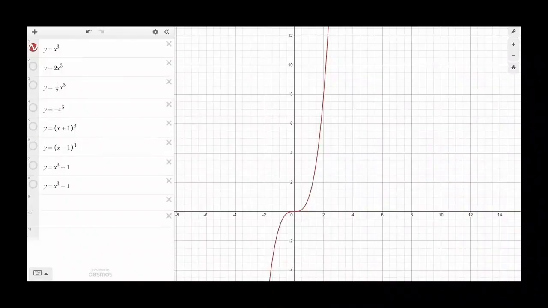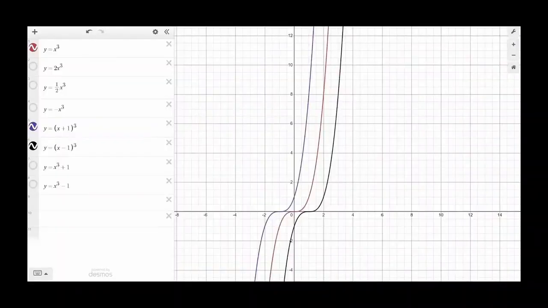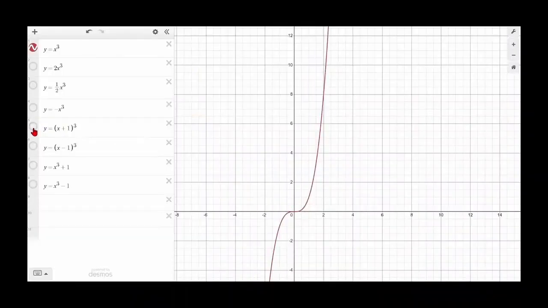If you have a positive h value, it moves things to the left. A negative horizontal translation factor moves everything to the right, or the positive direction. And then, last but not least, we have our vertical translation factor, which is k. For k, we have y equals x cubed plus 1 here, and then y equals x cubed minus 1.